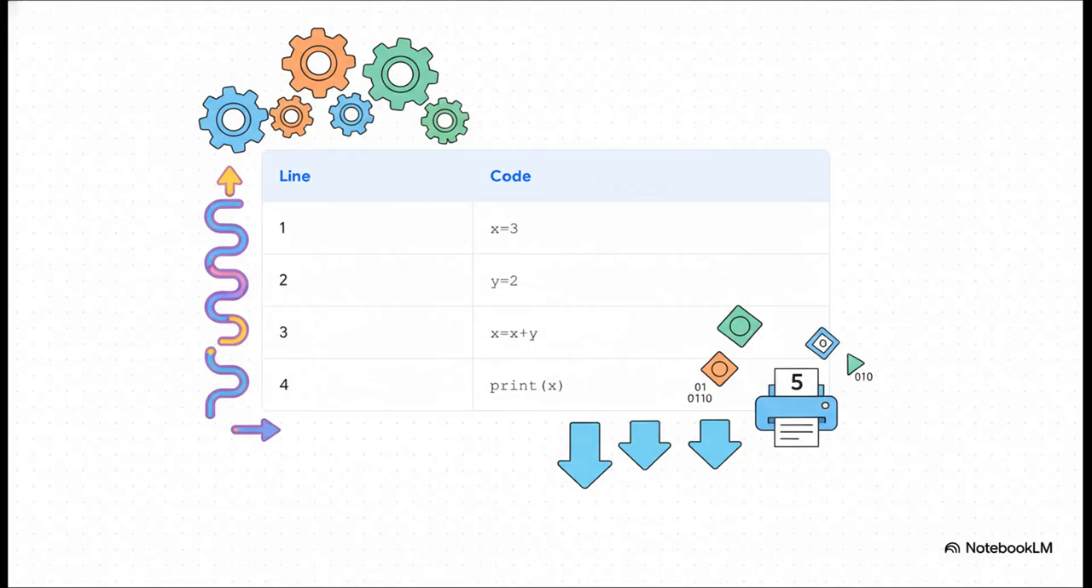Okay, let's look at this in action. This is some pseudocode, which is basically just a simple, human-friendly way of sketching out code. So on line 1, we create a variable x and give it the value 3. On line 2, y gets the value 2. Line 3 is where the magic happens, and then line 4 will print out the final result. So take a second. What do you think is going to be printed?